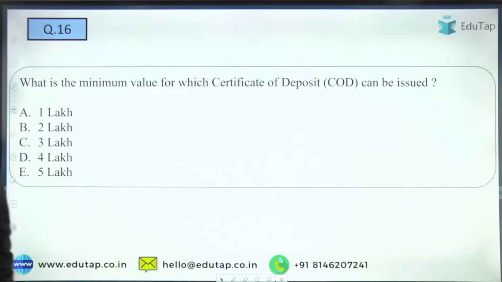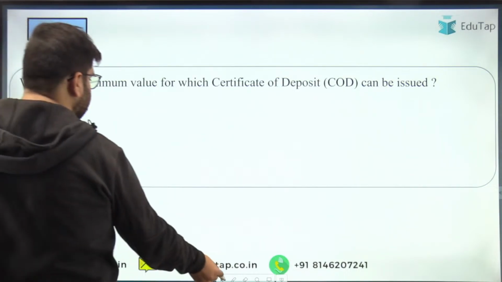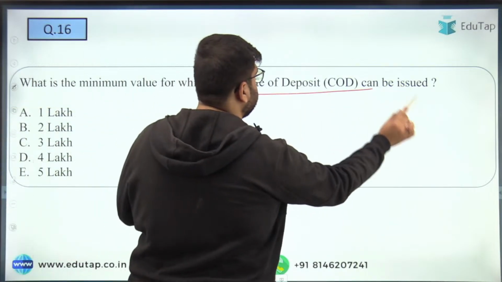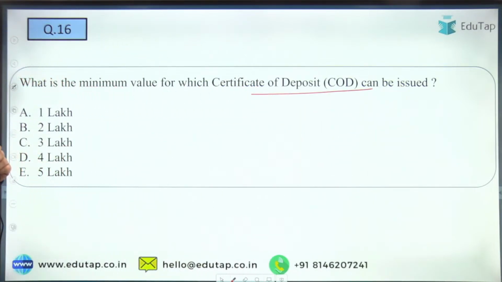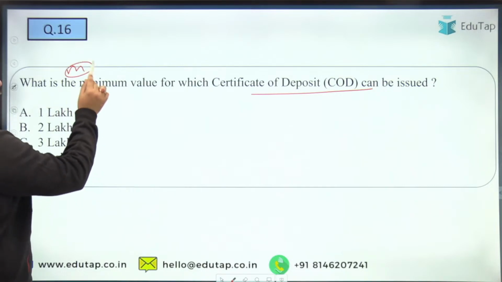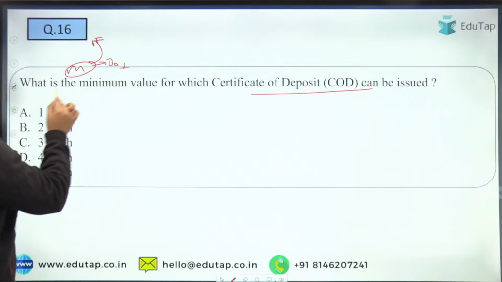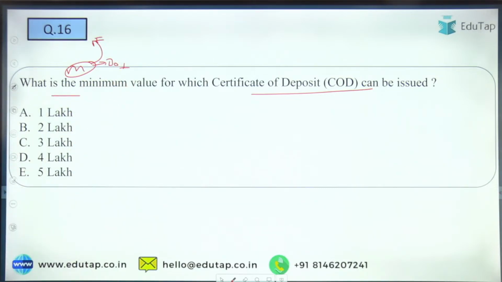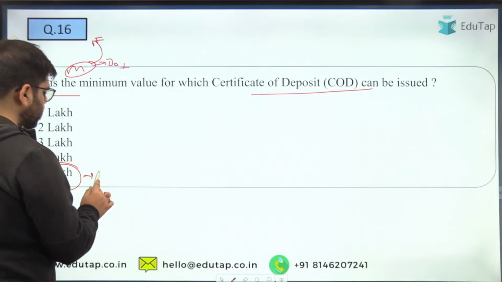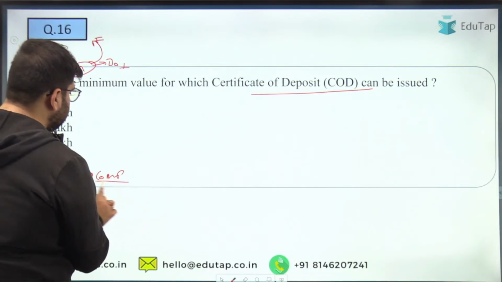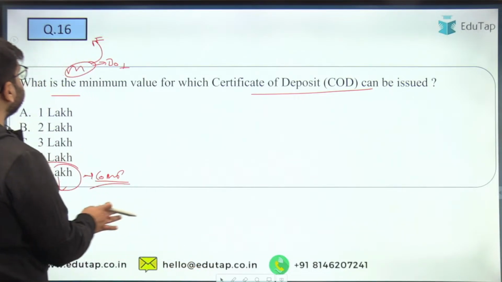Let's move forward to 16. Now, this is a phase 2 level question. This will not be asked in phase 1. But in phase 2, if they want to increase the difficulty, they can ask you what is the minimum value for which a certificate of deposit can be issued. Now, this is taken from your money market, which is a component of your finance also, and it is somewhere in your basics of investment also. So the minimum value for a certificate of deposit will be 5 lakh. Certificate of deposit and commercial paper have a minimum deposit of rupees 5 lakh.